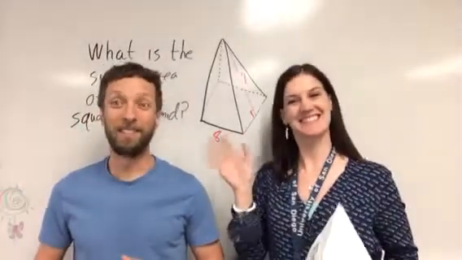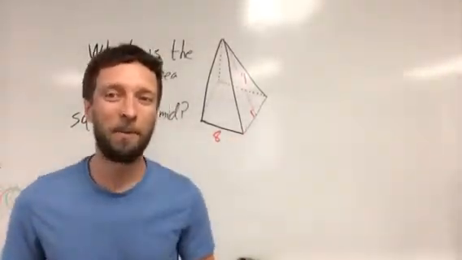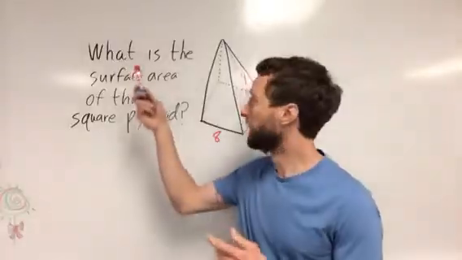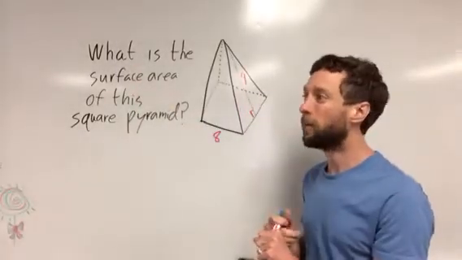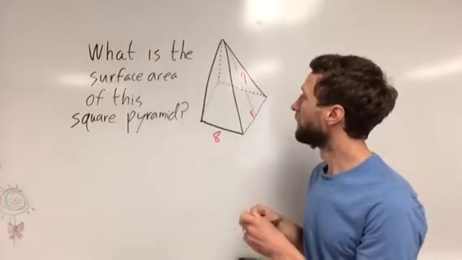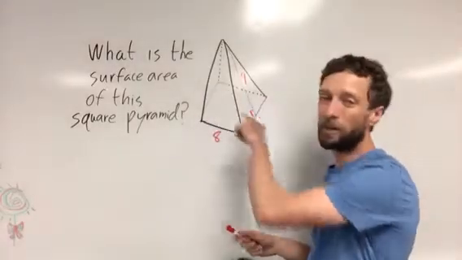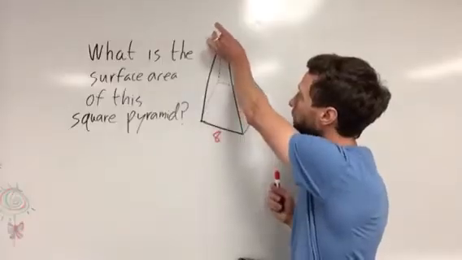All right, you little mathematicians, we are learning how to find the surface area of a pyramid. So imagine you're given this question. What is the surface area of this square pyramid? Well, we know it's a pyramid because all the faces are triangles that go up to one point.